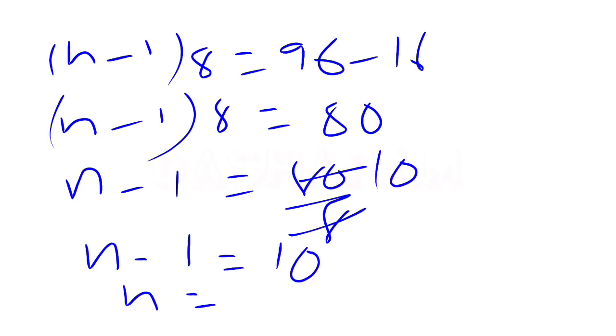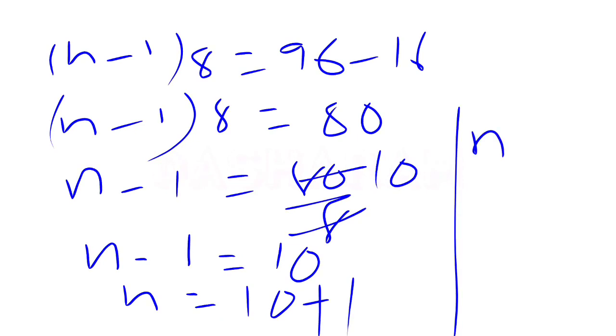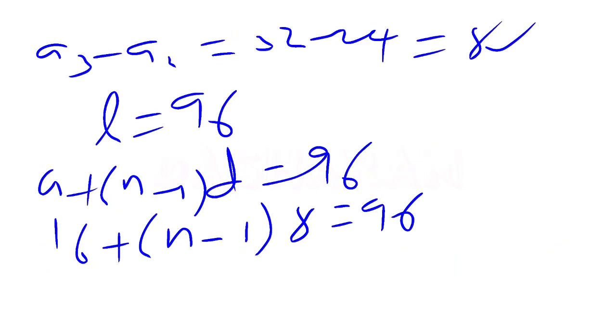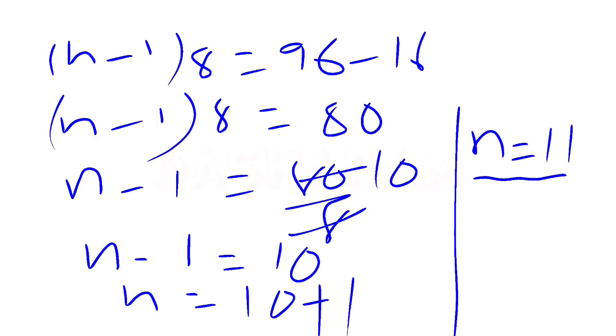n equals 10 plus 1. So n equals 10 plus 1, how much? 11. What is the meaning of that? The last term number is 11. That means the total number of terms in the list is 11. So 11 terms are there. 11 2-digit numbers are there which are divisible by 8.